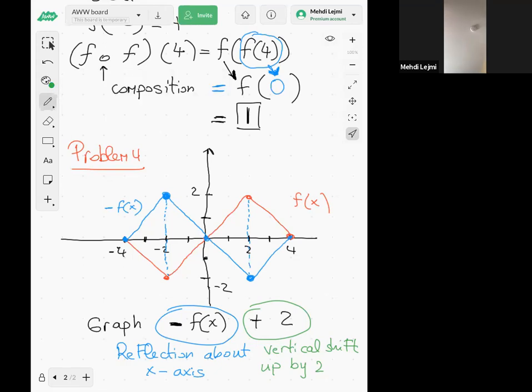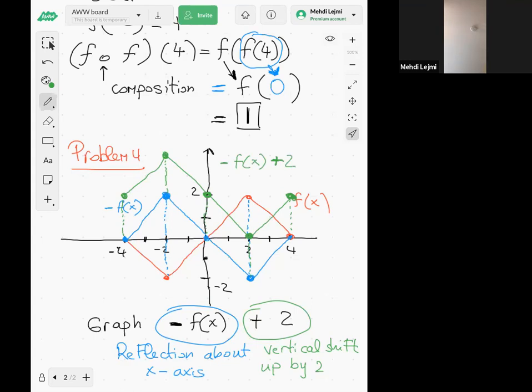Next, you have to shift your graph up by 2, right? So this point here goes up by 2, this one here up by 2, and this one here up by 2. First you do the reflection, and then you shift the graph up by 2. So here's my minus f of x plus 2. The green one is the final answer.